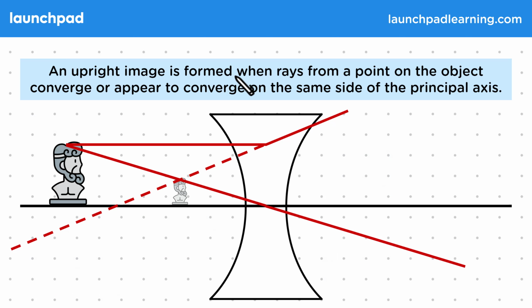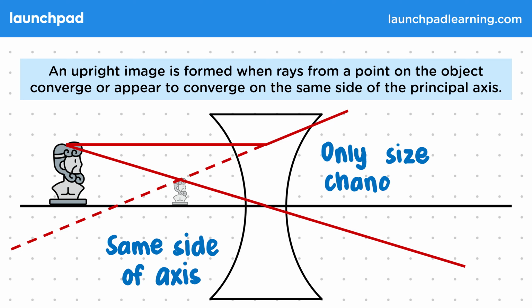An upright image is formed when the rays from a point on the object converge or appear to converge on the same side of the principal axis. So let's look back at this virtual image. Here we see it extends above the principal axis, just like this object. As the origin of the rays and the point where they appear to converge are on the same side of the axis, this is an upright image. So how would this image look? Well, as we can see, it's not upside down like the inverted image. It has the same orientation as the object, and only the size has changed.